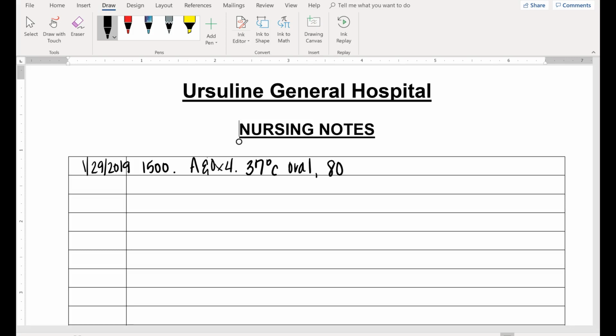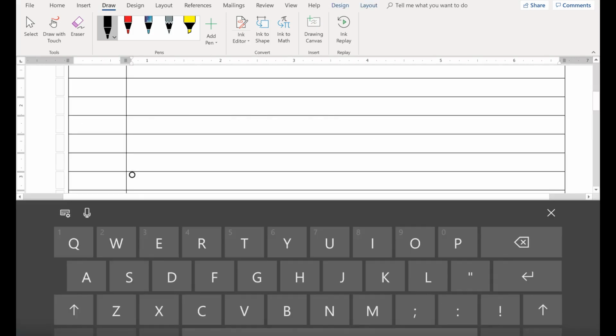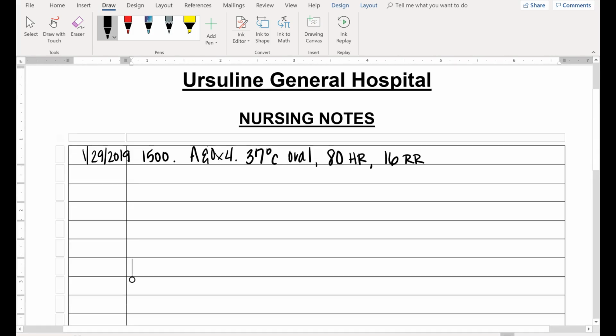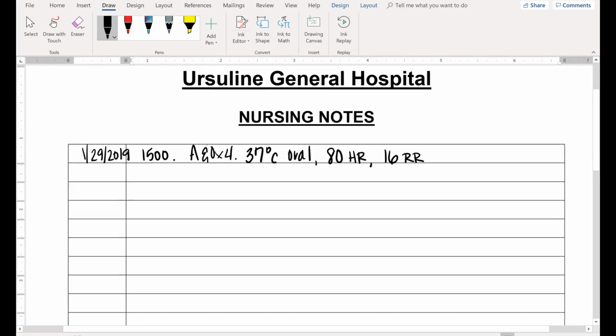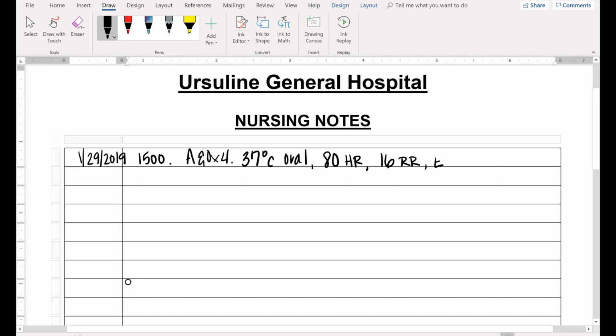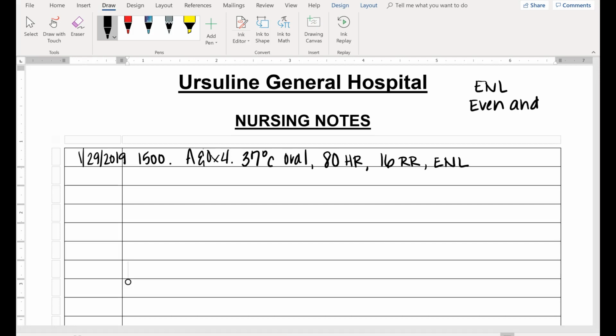Your patient has a heart rate of 80, okay? So you're going to write 80 heart rate. Your respiratory rate is 16, okay, 16 respiratory rate. I'm going to ask that you also at this point address their respiratory status. So what I will do is I will usually document ENL, and ENL equals even and non-labored, okay? That's hopefully what our patient's breathing status is, okay?